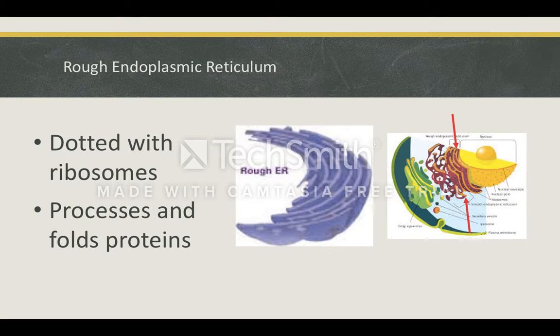The endoplasmic reticulum is divided into two regions, the rough endoplasmic reticulum and the smooth endoplasmic reticulum. The rough ER is named because of its rough-looking appearance. It is dotted with ribosomes that synthesize proteins, and inside the rough ER, in its lumen, the proteins created are folded and further processed. In the image, the rough ER is shown by the red arrows.